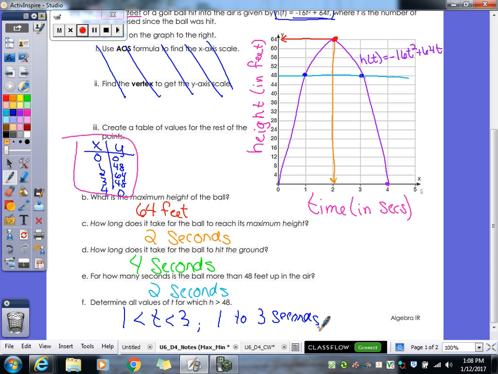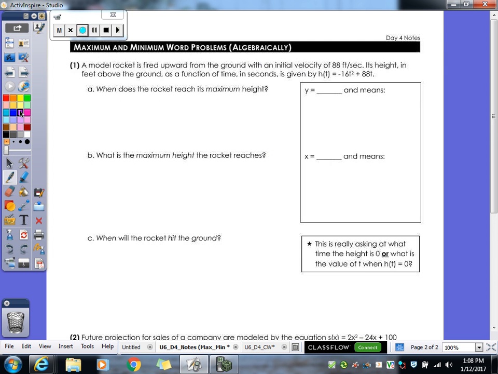So that's if they ask you to solve it graphically. Personally, graphically is my favorite way to solve it. I think it makes it a little bit easier. If we take a look at the back, sometimes they do ask us to solve it algebraically.